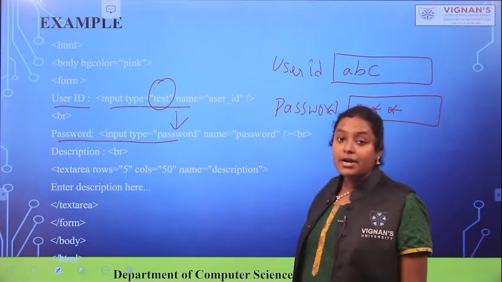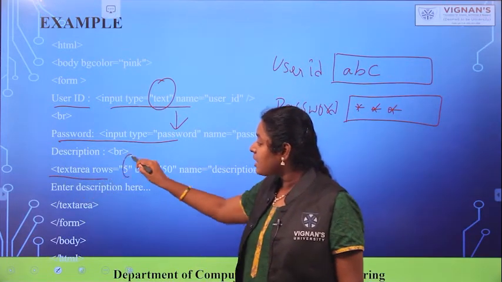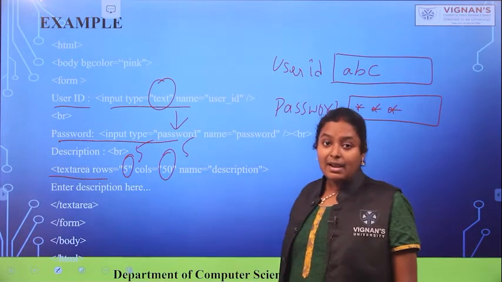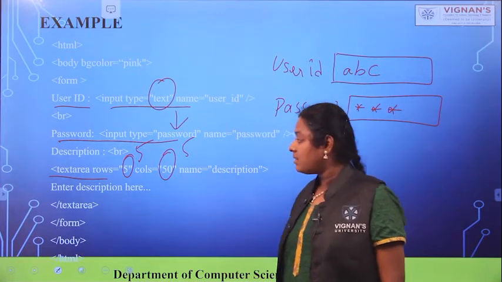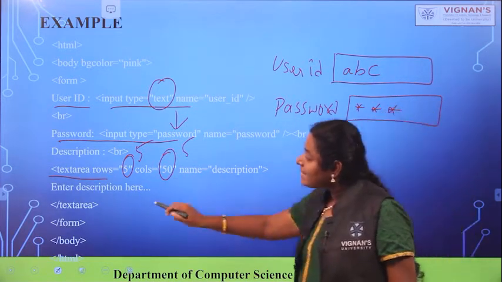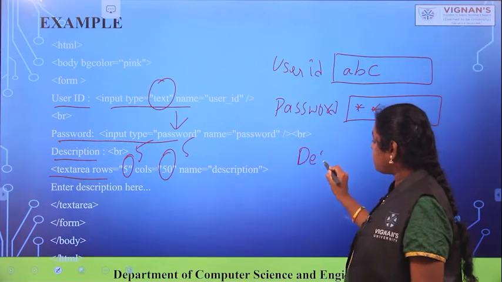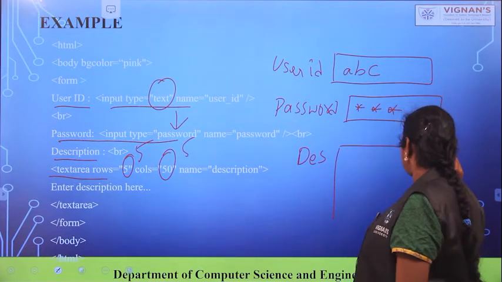So what is the third control you have taken? You have taken text area. Here you can mention the number of rows and columns. Either I can give 5, 5 or 10, 10. Like that you can give values to the corresponding text area. So what is the label you had given here? Description. So description, and then you are creating the text area. So this is the text area.